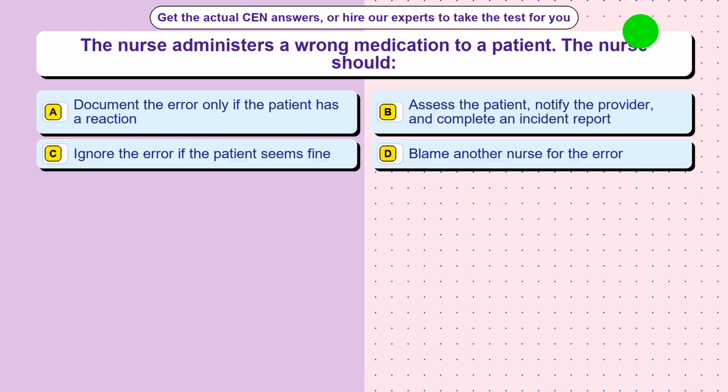Question 67. The nurse administers a wrong medication to a patient. The nurse should: Option A, document the error only if the patient has a reaction. Option B, assess the patient, notify the provider, and complete an incident report. Option C, ignore the error if the patient seems fine. Option D, blame another nurse for the error.